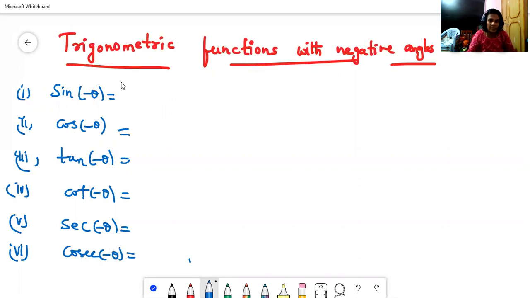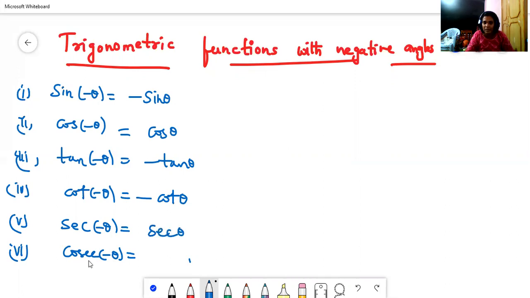Sine of minus theta is minus sine theta. Cos of minus theta is cos theta. Tan of minus theta is minus tan theta. Why? Because sine of minus theta by cos of minus theta: one is negative, so the result is also negative. Cot of minus theta is also negative. Secant is related with cos, so sec of minus theta is sec theta. Cosec of minus theta is related with sine. Sine is negative, so cosec is also negative.